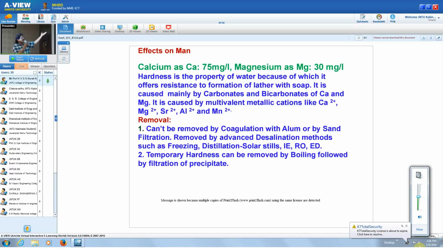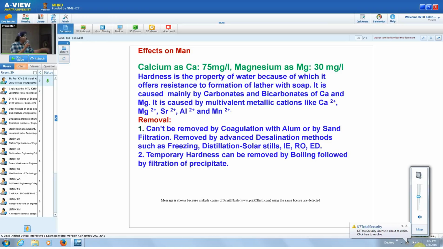So it is caused mainly by carbonates and bicarbonates of calcium and magnesium. It is caused by multivalent metallic cations like calcium, magnesium, strontium, aluminum, and manganese. They are all multivalent. These are all, of course, bivalent. How to remove them? Just like salts, they also cannot be removed easily.